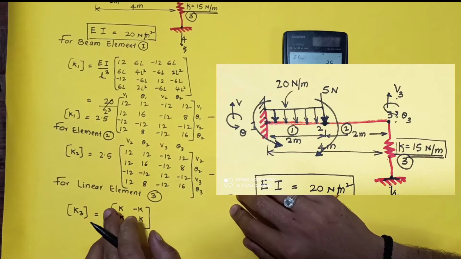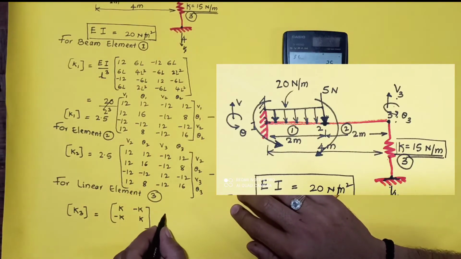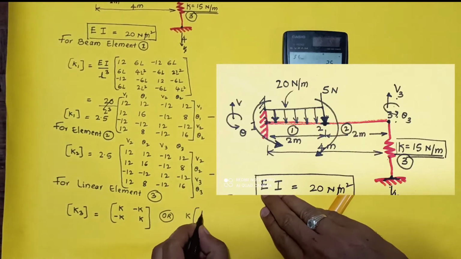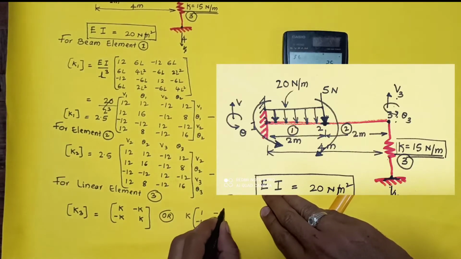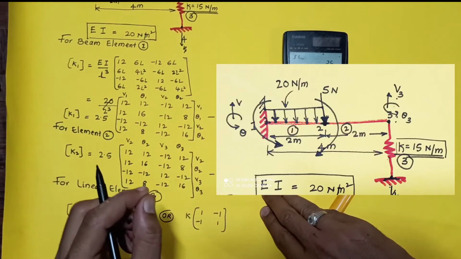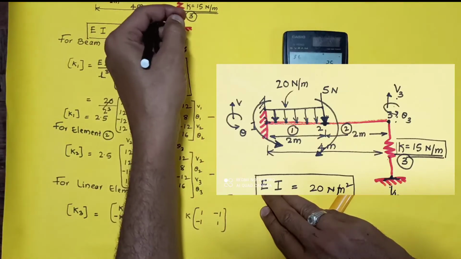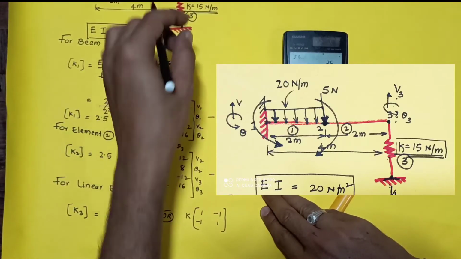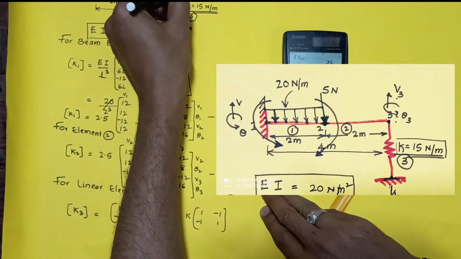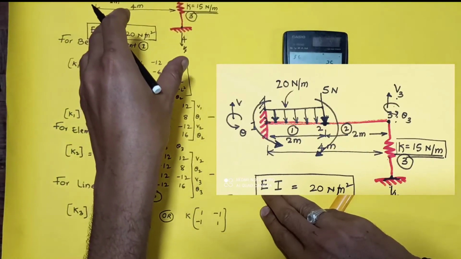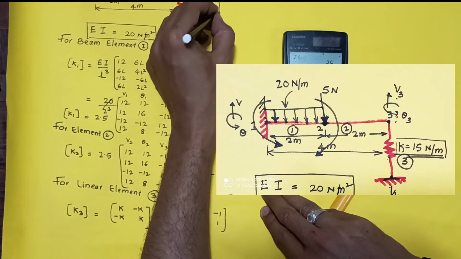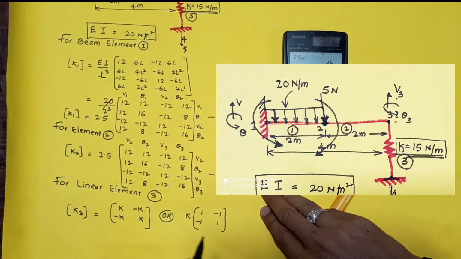So this will be, or in other words, you can say it will be k [1 -1; -1 1]. So k is what? It is AE by L. If they have mentioned a particular AE by L value, then you can substitute there. If it is a bar element, then you can take it as AE by L. If they have directly mentioned the value of stiffness, then you can directly take it as k, where k is equal to AE by L.